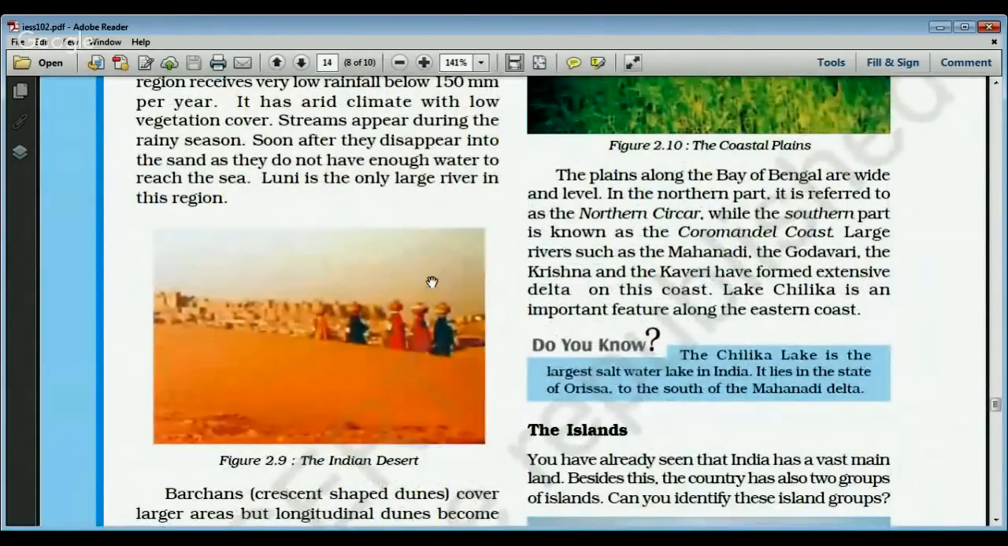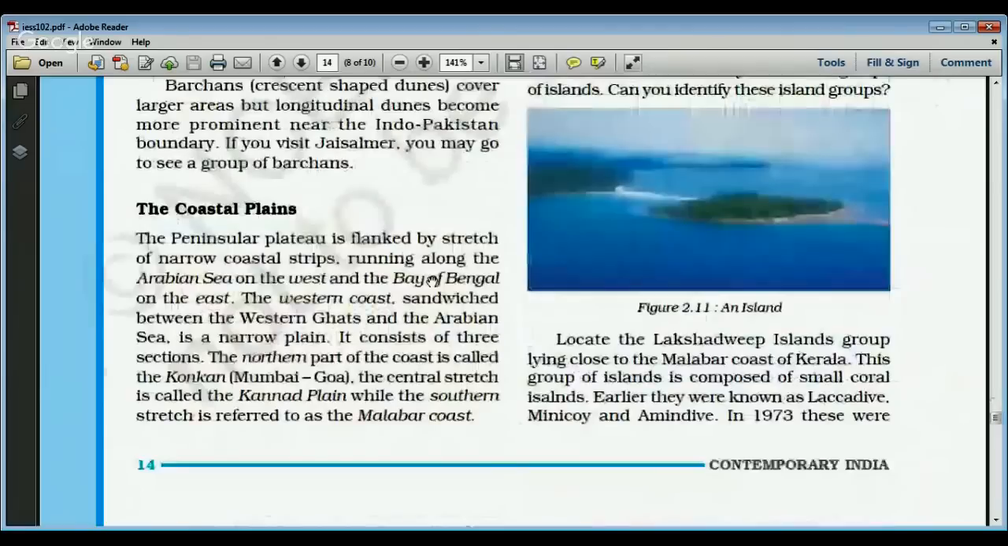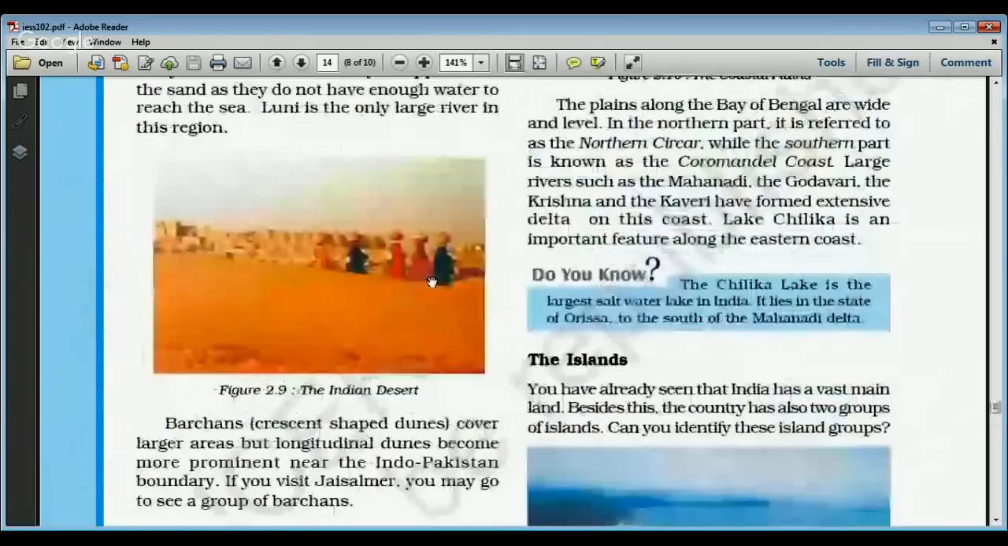In the northern part, it is known as the Northern Circars, and the southern part is known as the Coromandel Coast. So the western coast is divided into three sections: the northernmost is the Konkan, then Kannad, then Malabar. And the eastern coastal plains are divided into two sections: the northern is the Northern Circars, and the southern is the Coromandel Coast.